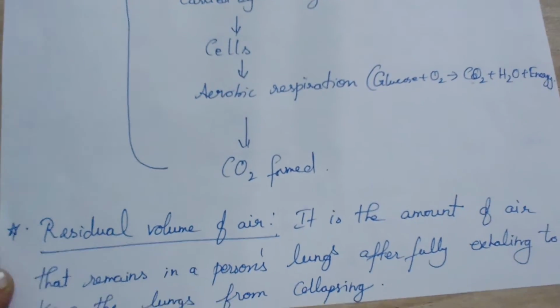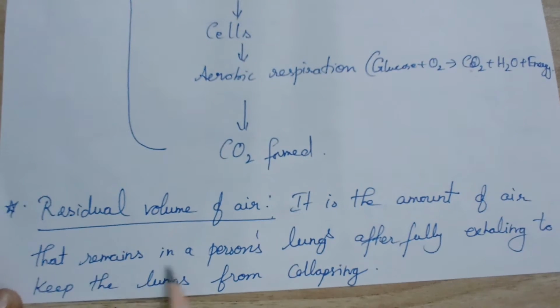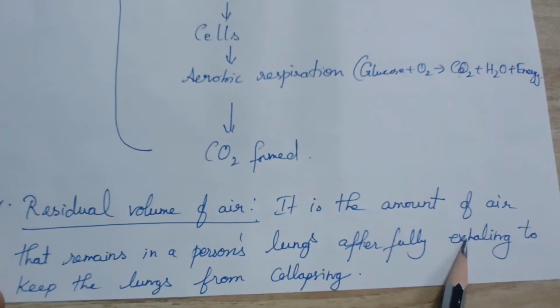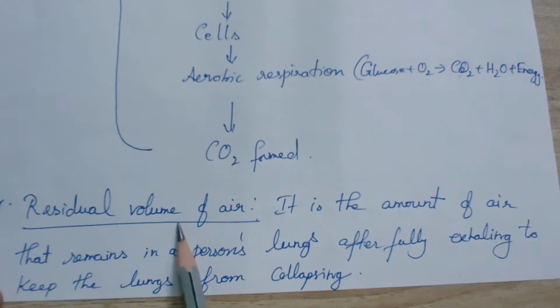Residual volume means the amount of air that remains in a person's lungs after fully exhaling, to keep the lungs from collapsing. If nothing is there, it will be collapsed, right? If air is not there, it will be totally collapsed. To avoid that, some residual volume of air, that is oxygen, is always present in the lungs. That is called residual volume of air. What is the purpose of residual volume? To prevent the lungs from collapsing. It is always present in a person's lungs.